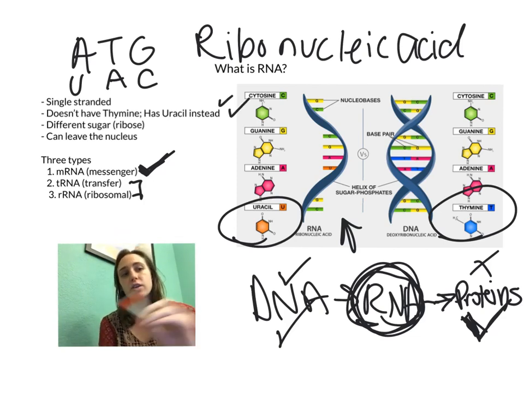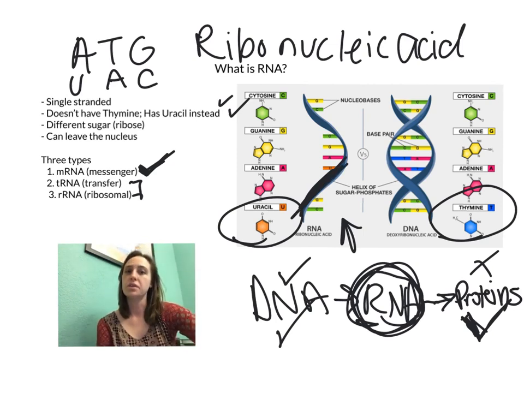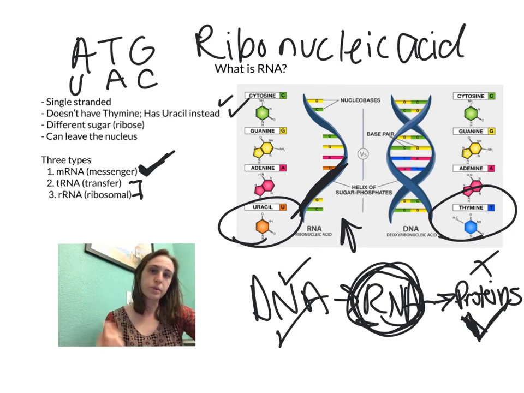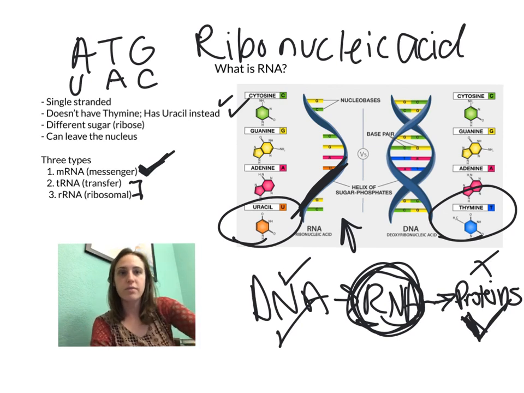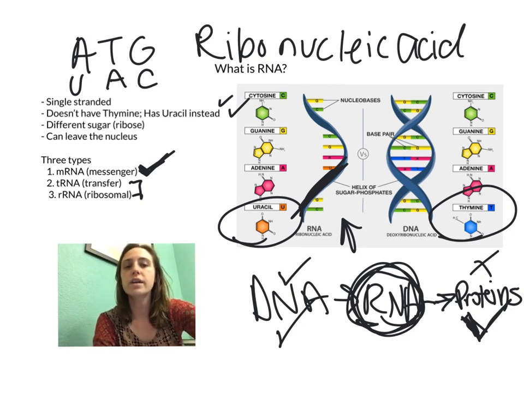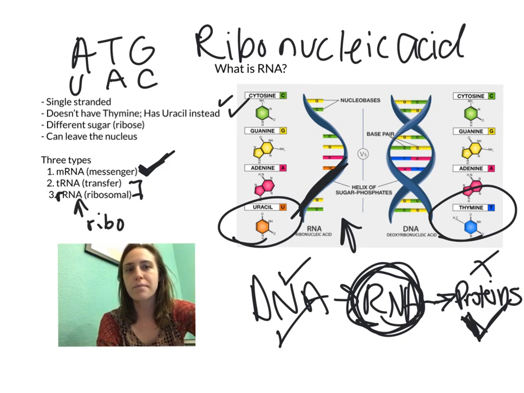Also, they have a different sugar. This backbone here is made up of a slightly different sugar than it is in DNA. And it leaves the nucleus. So it's going to be able to leave the nucleus in order to make our protein. The other two types of RNA at the bottom here, transfer RNA and ribosomal RNA, are going to be involved in making a protein. Ribosomal RNA is what makes up your ribosome. Your tRNA carries the ingredients.